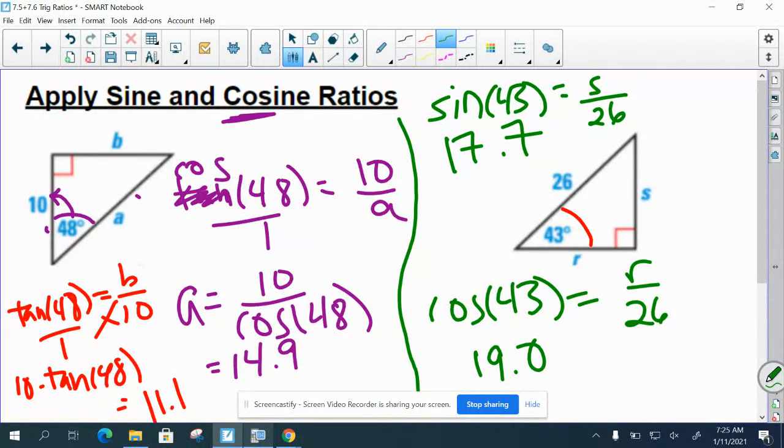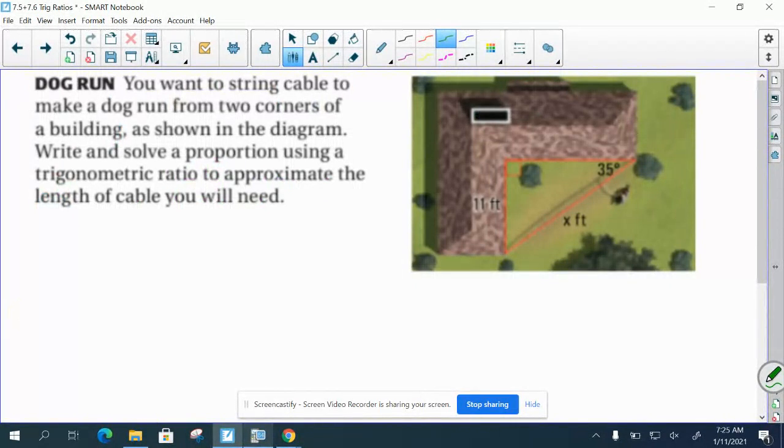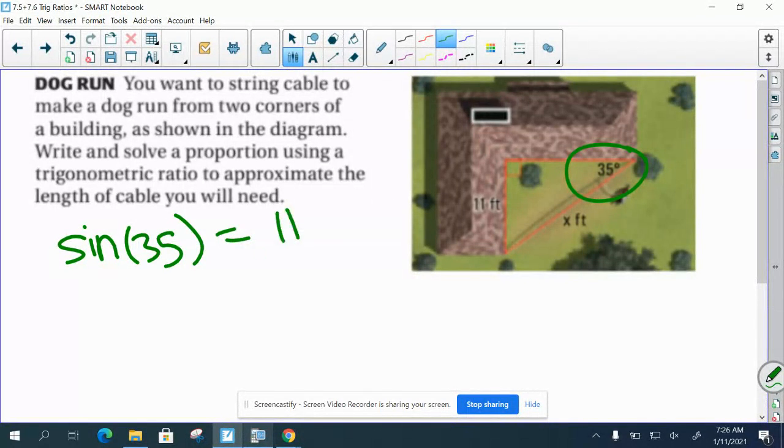All right, so there are a couple more questions. I'm going to try to hit them real quick. So for this one, you've got a right triangle, you've got 35. I'm just going to set up the problem, or maybe have you set it up. So think about what you would use, sine, cosine, or tangent, and what the ratio would look like. Okay, take a minute to think about it. Since we have opposite and hypotenuse, we're going to be using the sine of 35 equals 11 over x. Right, so you would cross multiply and divide by the sine of 35, and get your answer.